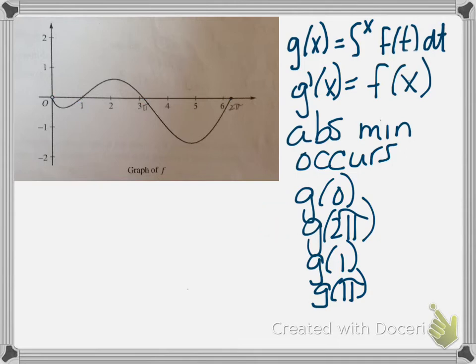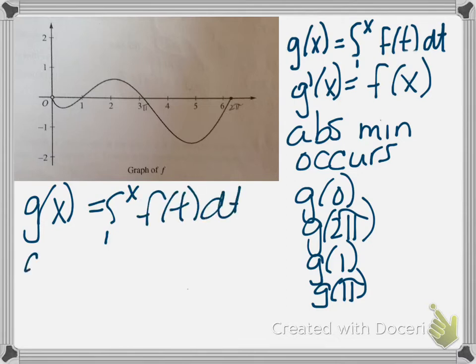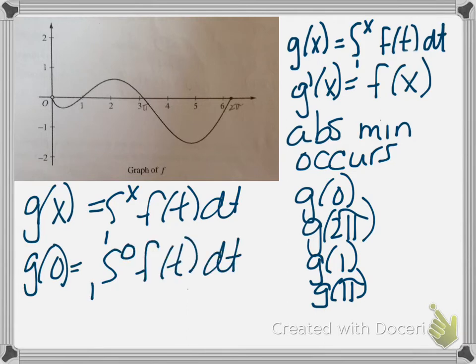Alright, so the first thing we're going to find is g of 0. Okay, so this is g. This got erased by accident. Okay, that's our function for g, and we want g of 0. So that's the integral going from 1 to 0. But you're not allowed to have the smaller number on top, so we're going to flip it and make a negative.